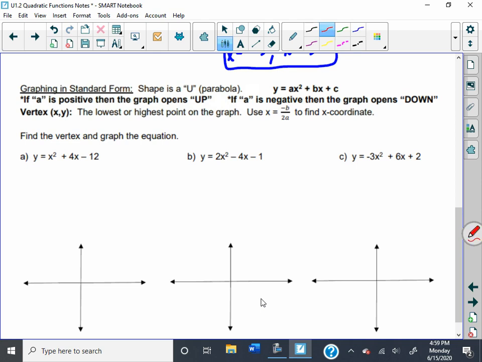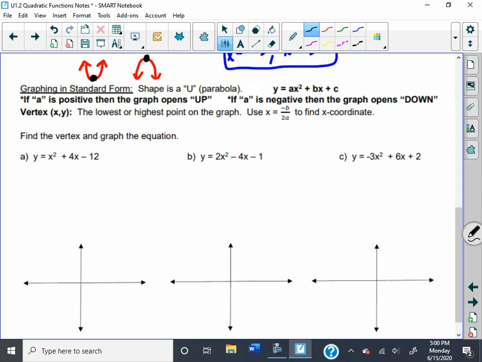All right, so opening up looks like this. Opening down looks like that. We have what's called the vertex. The vertex is either the highest or the lowest point on the graph. And so for each of these, I'll point it out. Highest point or lowest point. That's called our vertex. It's an ordered pair.